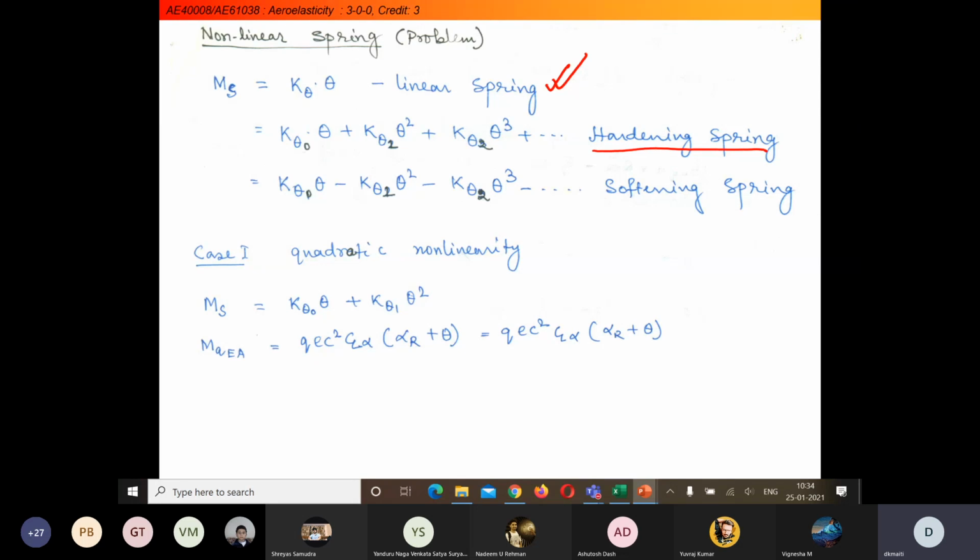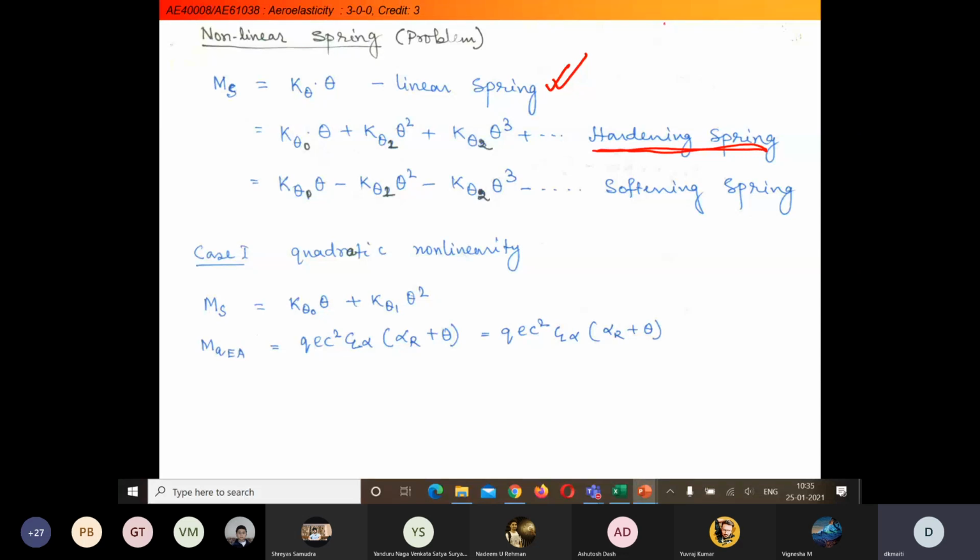So this is one spring, which we call the hardening spring. Usually the material behavior, from the structural point of view, shows hardening behavior with increasing value of theta, or deflection. The structural stiffness becomes higher. That is the meaning of hardening stiffness.